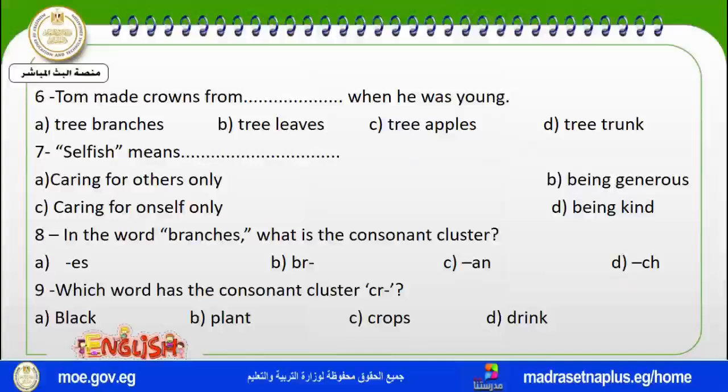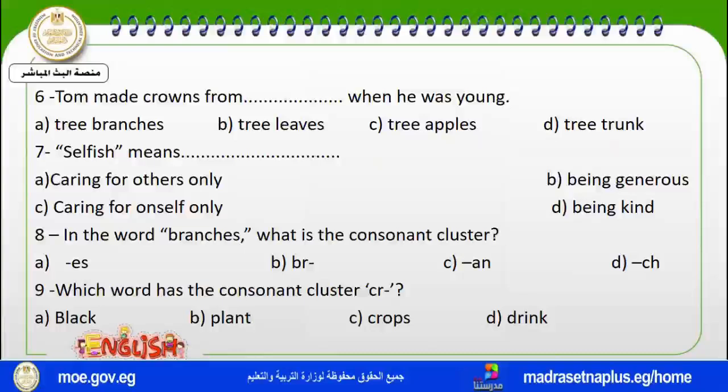Let's move to some other sentences. Number 6, Tom made crowns when he was young from tree branches, tree leaves, tree apples, or the tree trunk. What did Tom make the crowns from?